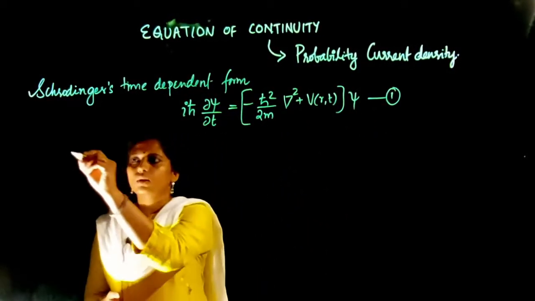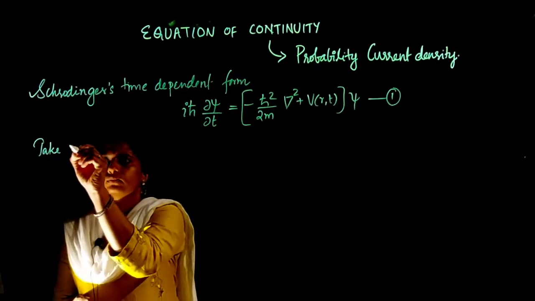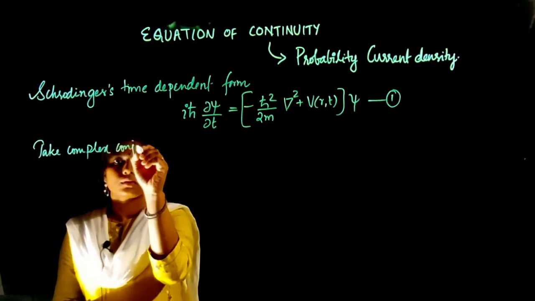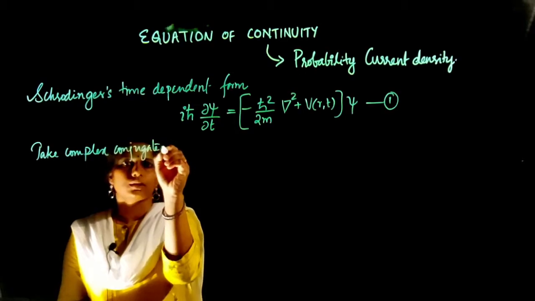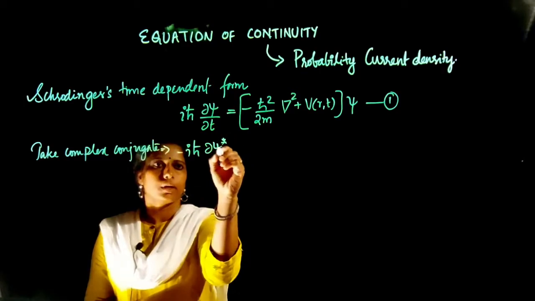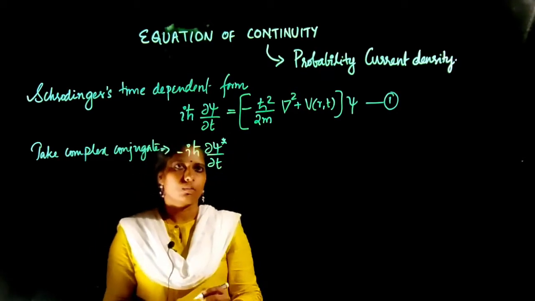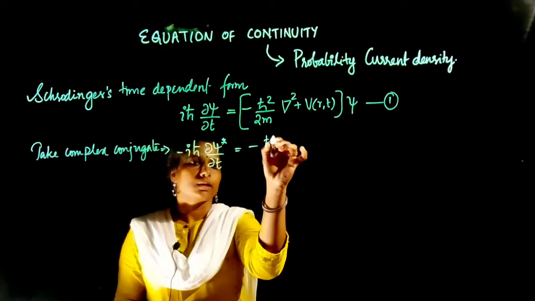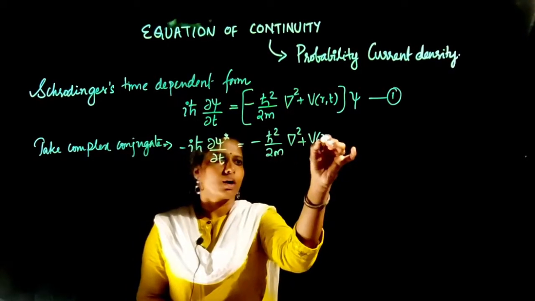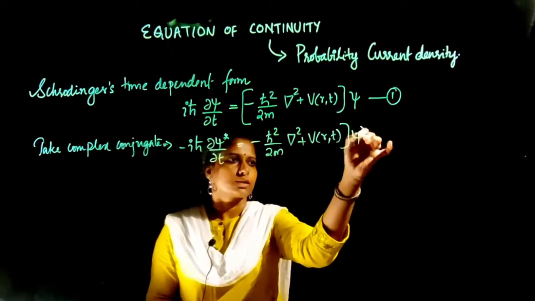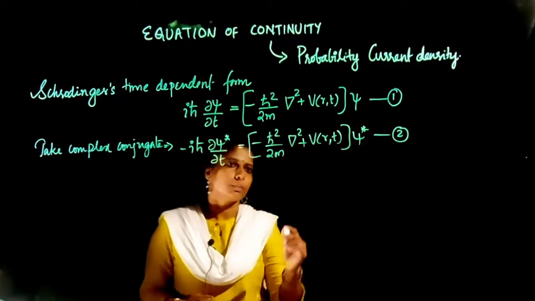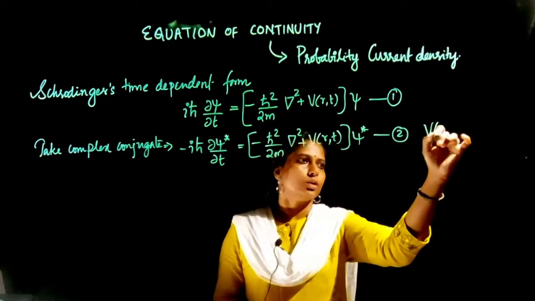Now take the complex conjugate of this. It gives the equation minus iħ ∂ψ*/∂t, ψ* denoting the complex conjugate, given by minus ħ² by 2m ∇² plus V(r,t) times ψ*. Call that equation 2. Here we are assuming the potential V(r,t) to be real.